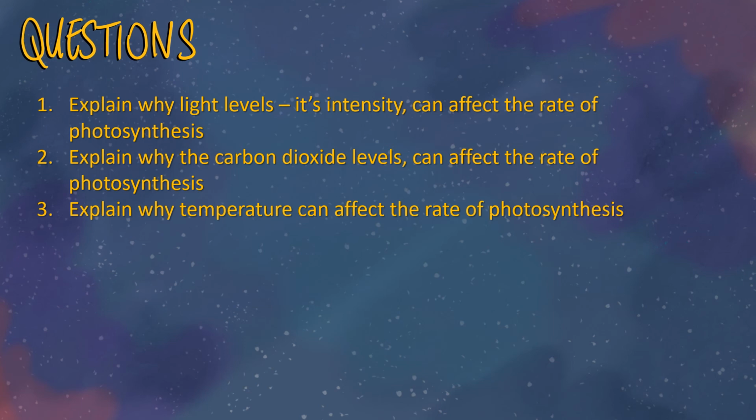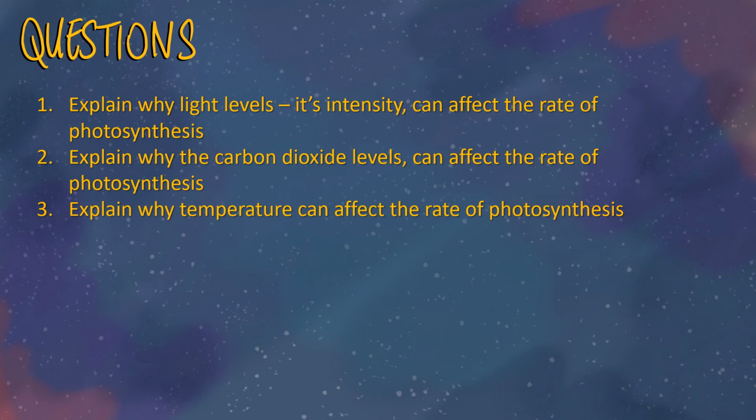Okay, number 1, explain why light levels or intensity can affect the rate of photosynthesis. So light is needed for photosynthesis, it supplies the energy for the reaction. If there's no light, then there's no energy for the reaction, so it can't happen. So the more light there is, the more energy there is. Therefore, the more light intensity, the higher the rate of photosynthesis.